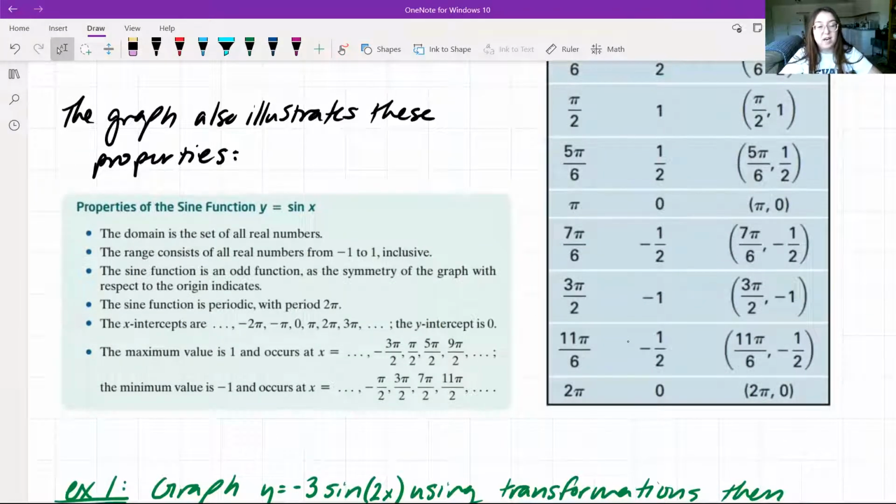So the sine function is periodic with a period of 2 pi, which we went over. The x-intercepts are going to be -2 pi, -pi, 0, pi, 2 pi, 3 pi, and the y-intercept is 0. So there's just that one y-intercept at the origin, and then we see our x-intercepts will be every integer multiple of pi. The maximum value is 1, and it occurs at -3 pi over 2, pi over 2, 5 pi over 2, 9 pi over 2. And the minimum value is -1, which occurs at -pi over 2, 3 pi over 2, 7 pi over 2, 11 pi over 2.